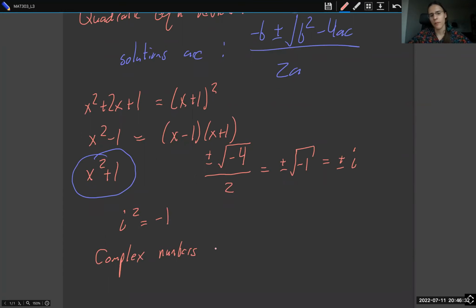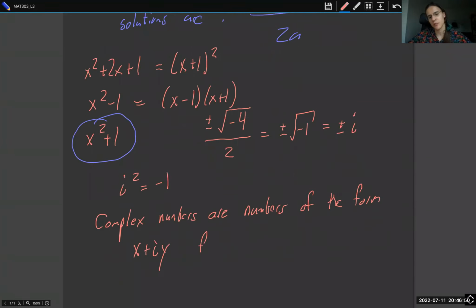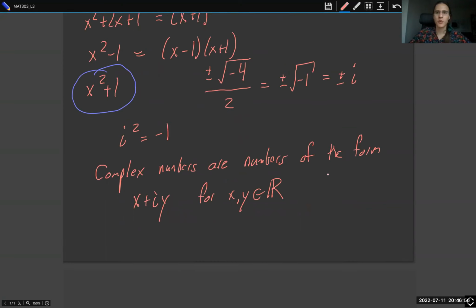are numbers of the form x plus iy, for x and y real numbers. Okay, let's just review some basic properties about complex numbers.